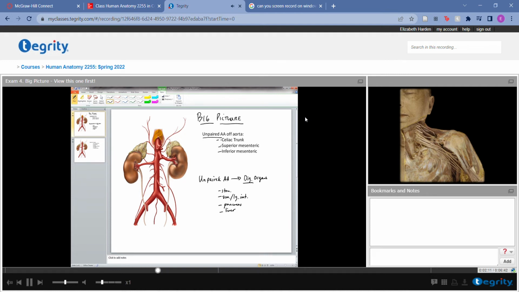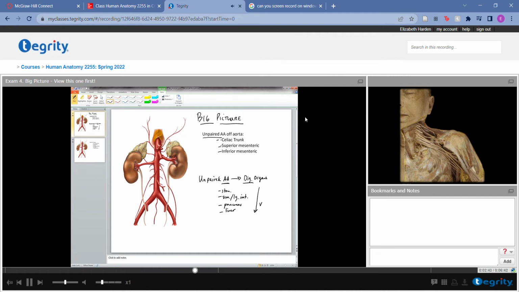So for the most part, the celiac trunk is going to be the most complicated. The superior mesenteric supplies small intestine and most of the large intestine. The inferior mesenteric essentially takes over, supplying that part of the large intestine towards the end. It's the celiac trunk that supplies essentially everything else. It's going to supply the stomach and the spleen and the pancreas and the liver and the duodenum, the very first part of the small intestine. Now, these unpaired arteries are going to be supplying those digestive organs.